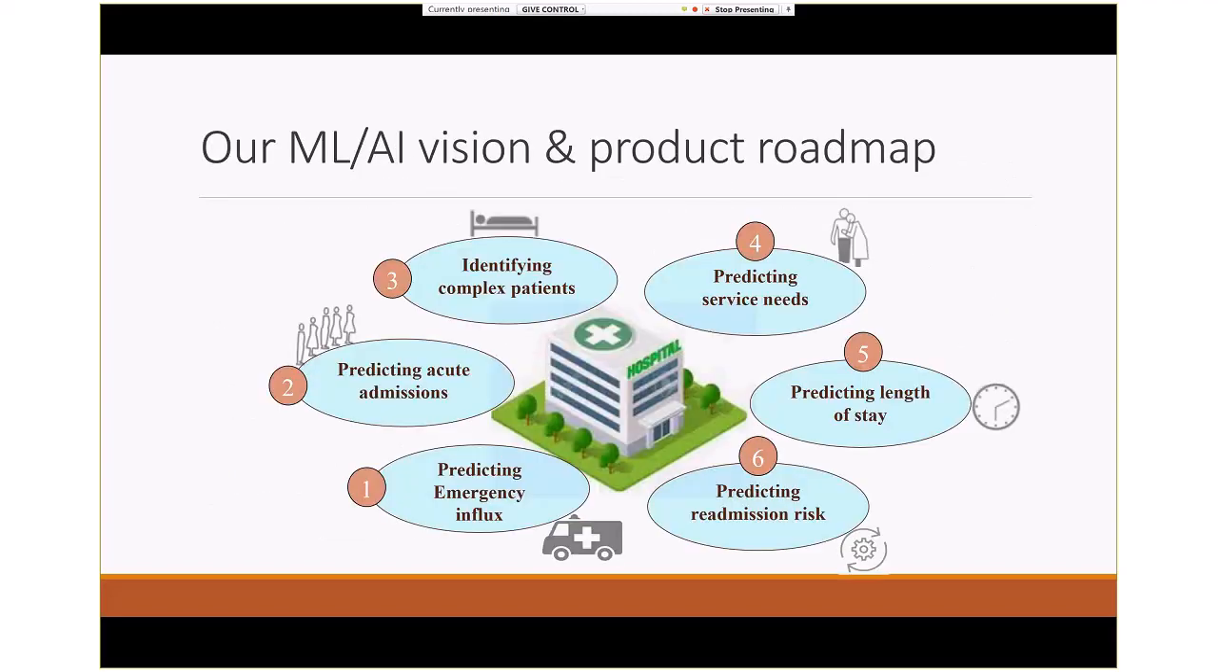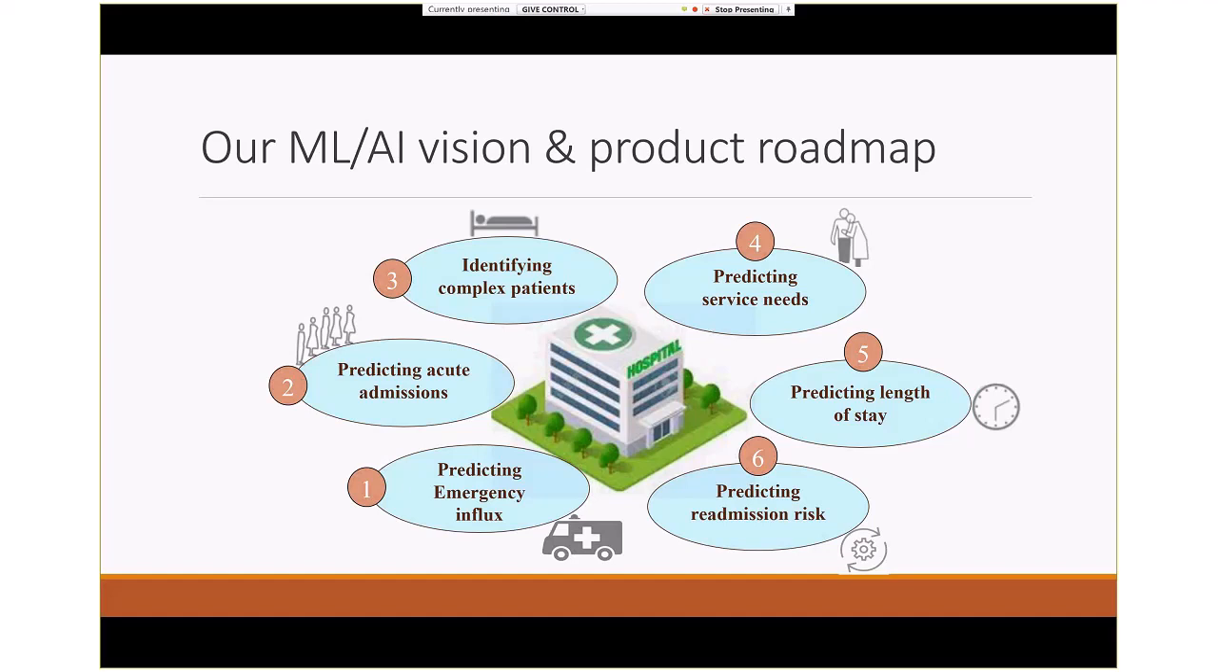The slide here, before I move on to the system level application, is outlining my vision for our ML AI in terms of predicting at the per patient level. So earlier I talked about predicting length of stay and predicting readmission risk. My vision is to really cover that entire acute spectrum. So from the moment they come into the hospital, we can predict how many people will be coming in, how many will need a bed, AKA how many need to be admitted.